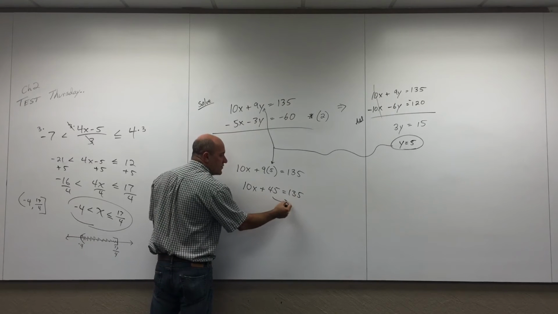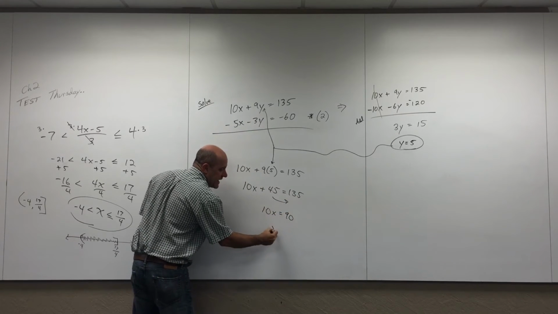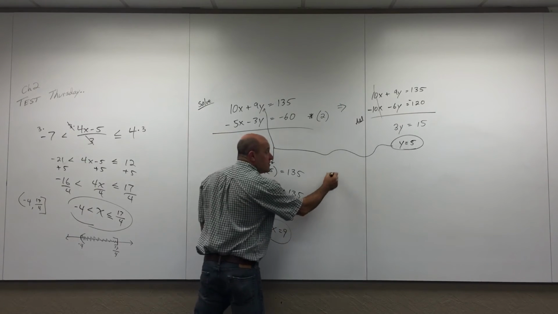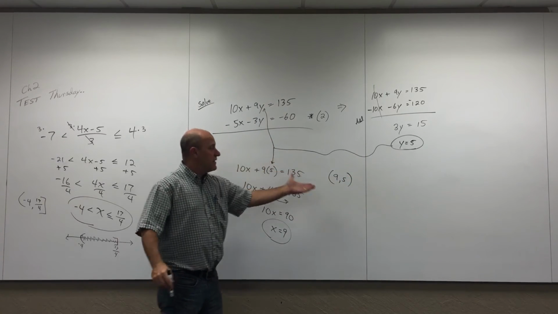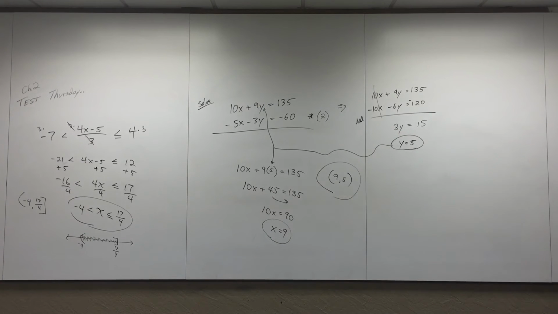That's 45. When you subtract, that's 90. This is pretty easy. Divide by 10. x is a nice number. These were nice numbers. Technically, the answer is the ordered pair (9, 5). x is 9, y is 5. This is solving the system of equations.